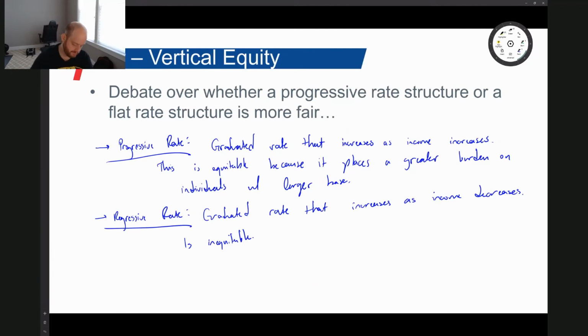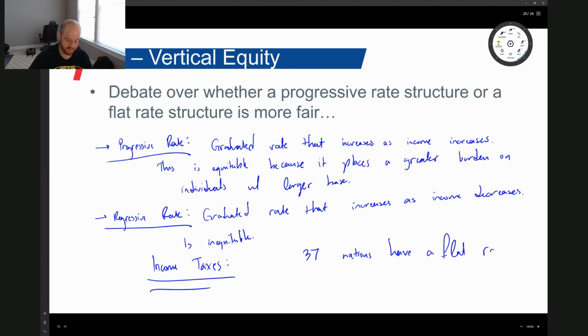And income taxes across the world, 37 nations have a flat rate, right? The rest have a progressive rate, and one example of a big nation that has a flat rate is Russia. So Russia has a 13% flat income tax rate across all income tax brackets, right? Regardless of what you earn, you are paying 13% in Russia.